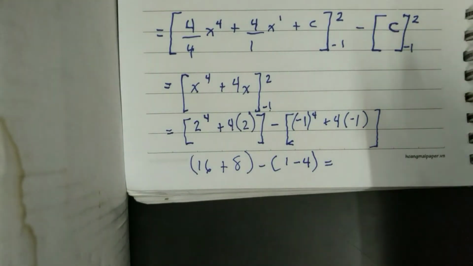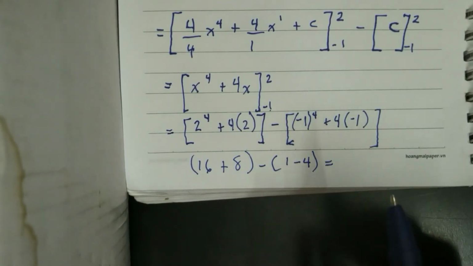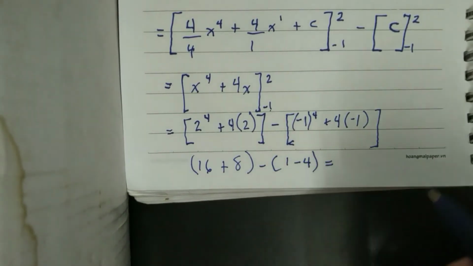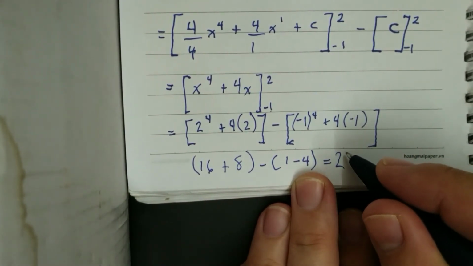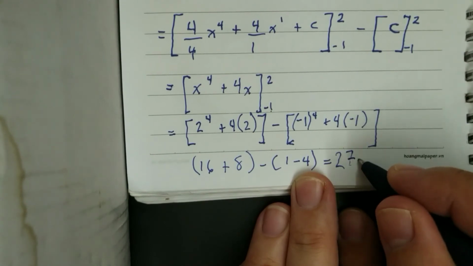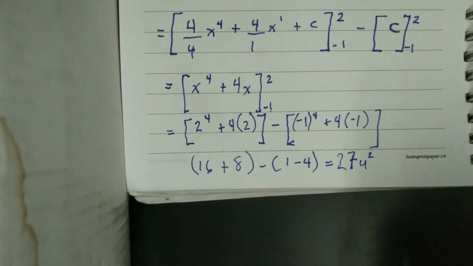And just like that, we found out that our solution is 24 plus 3, 27 square units. Units squared. And we did that through integration.